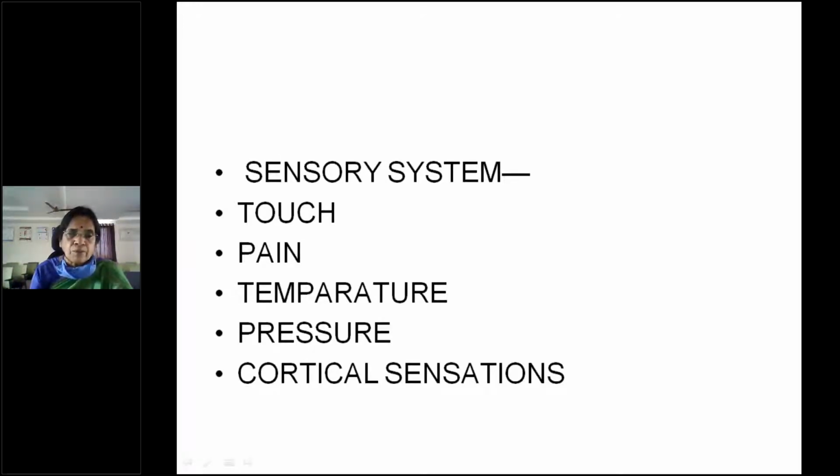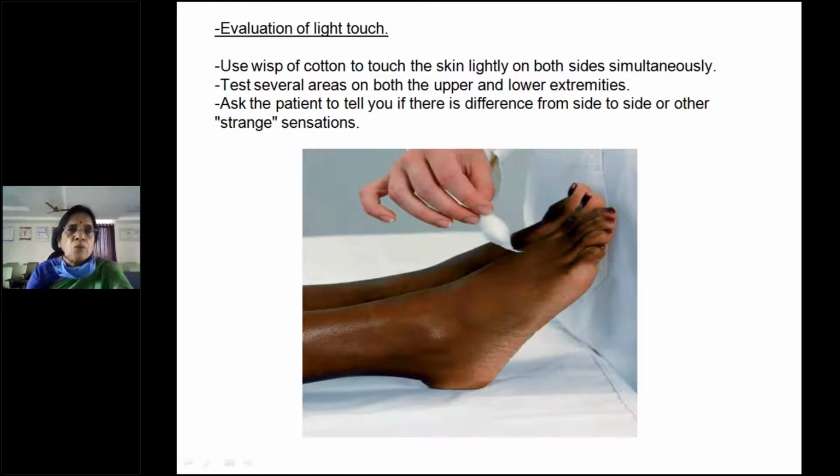For joints, you keep them in one particular position and see whether he is able to appreciate it, or whether the pressure sensation is made out. Cortical sensations I already told you: tactile localization, tactile discrimination, stereognosis you can ask. How do you test light touch? You can take cotton wool, touch corresponding areas, and he has to say "one, one, one" like that.